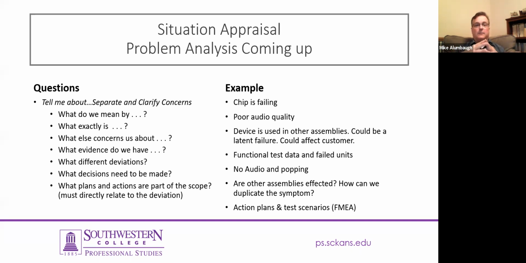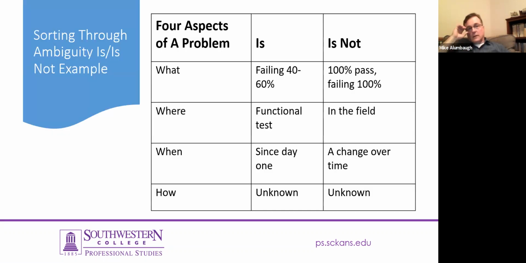What decisions need to be made? Are other assemblies affected? How can we duplicate the symptom? What actions need to be assigned? Those kinds of things. And what actions need to be assigned and are part of the scope. So remember what we said about defining the scope, should be versus is, right? That's your criteria. Because now you're going to be setting up different test scenarios based on the information that you know, and it should be directed at the failures that you know about.